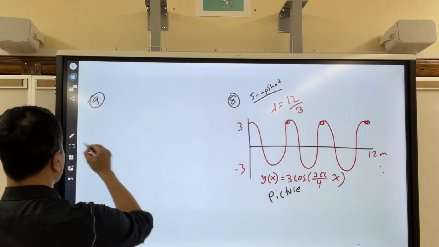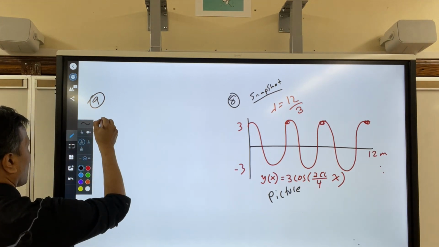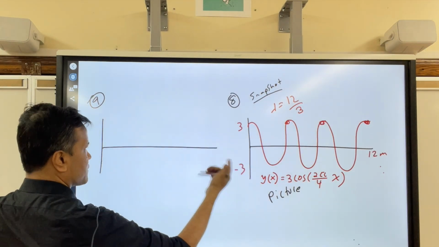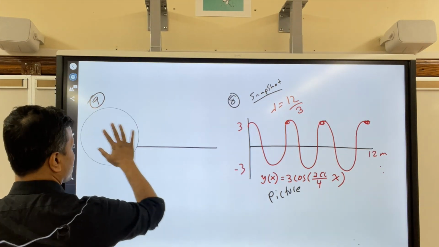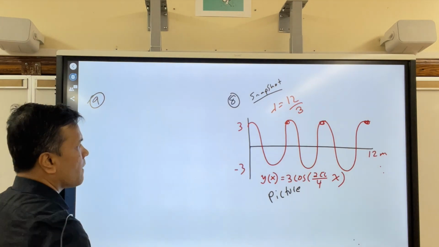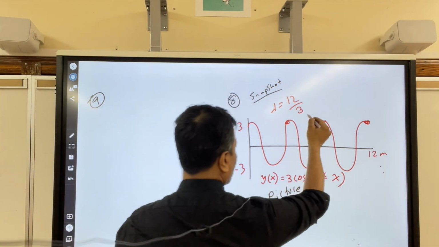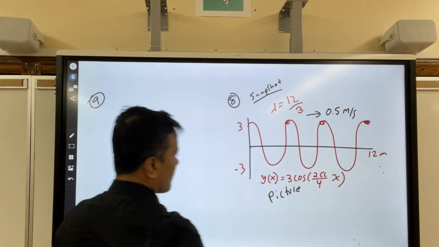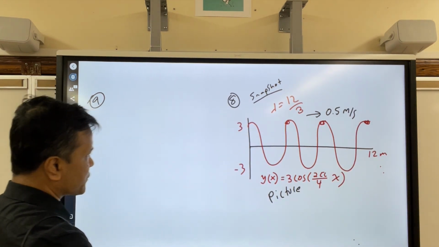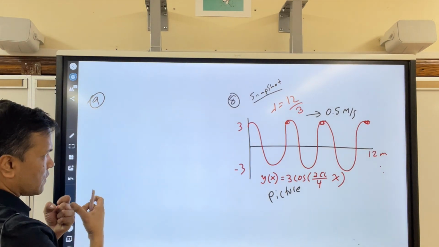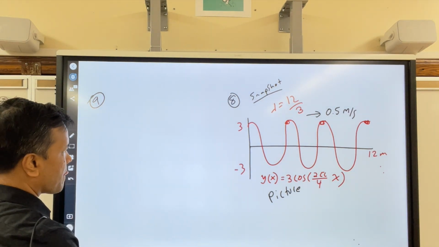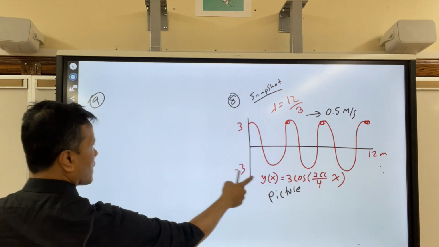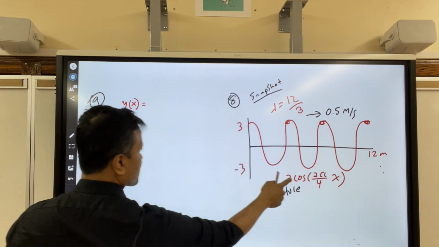So let's see what I mean. I'm going to use this space. Let's say this wave moves with 0.5 meter per second. I want you to find the equation that is for time. So this is the position equation. Let's write it down over here. This is the position.